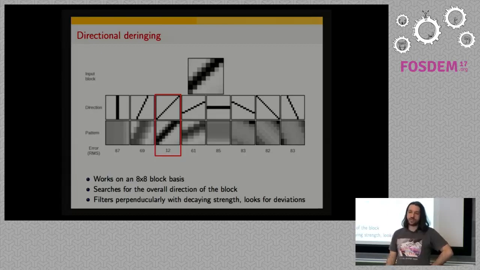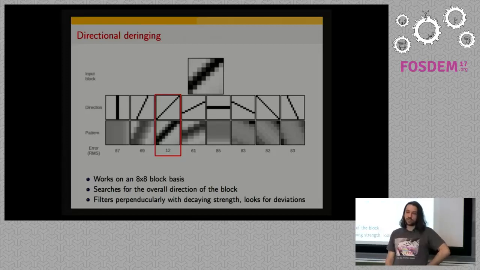So instead of blurring out any artifacts and by extension any detail in the image, it only acts on very obvious ringing patterns. So in case a single pixel deviates by some amount, which varies as a function of how far away you're perpendicular from the direction vector, it will replace it with some kind of an average.